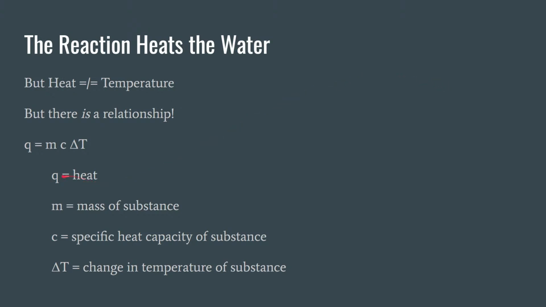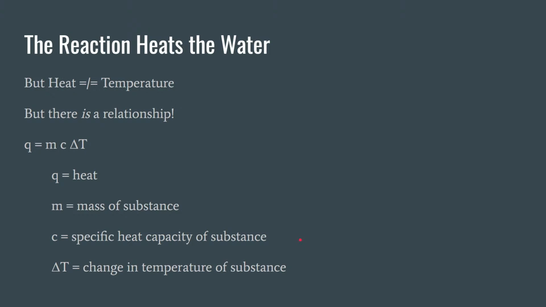Remember, Q is heat. m is the mass of a substance. c is known as the specific heat capacity of the substance, and ΔT is the change in temperature. So you put heat into something, you're going to increase the temperature. How much the temperature changes depends on what the substance is. Some substances are really good at absorbing energy. Some substances are really bad at it.